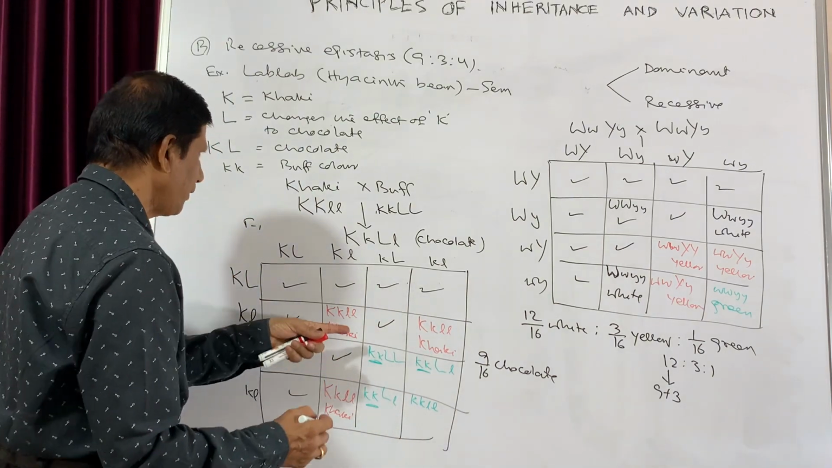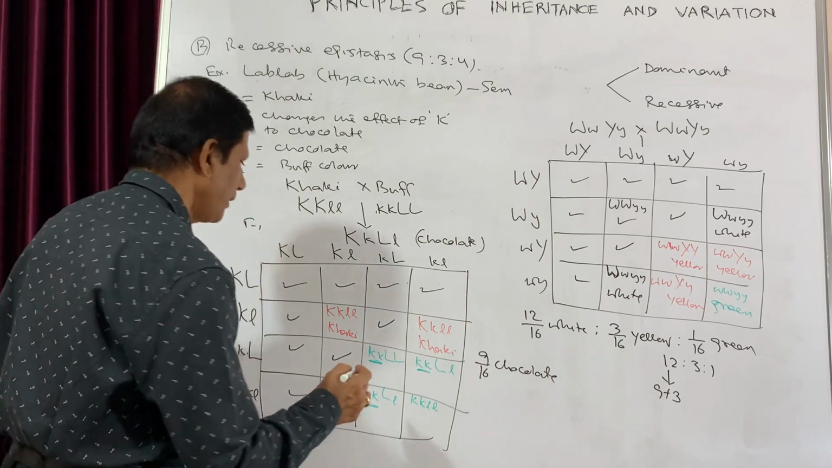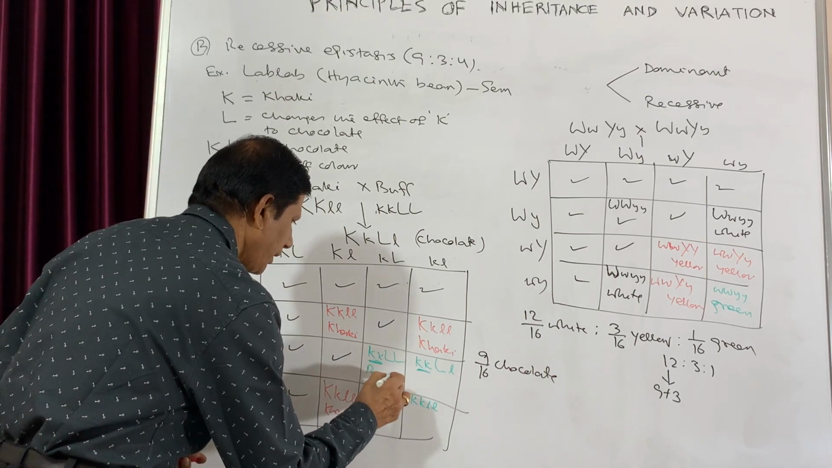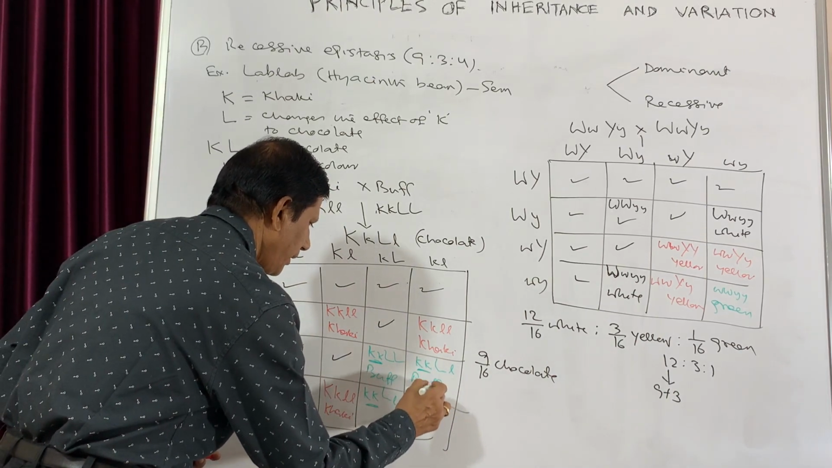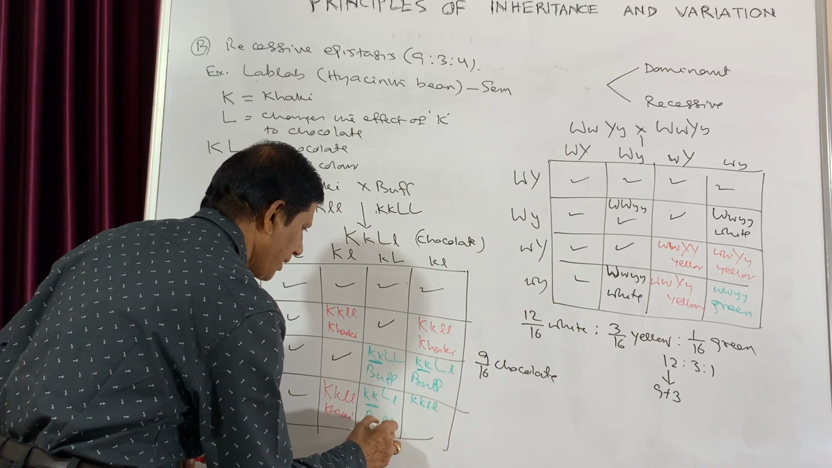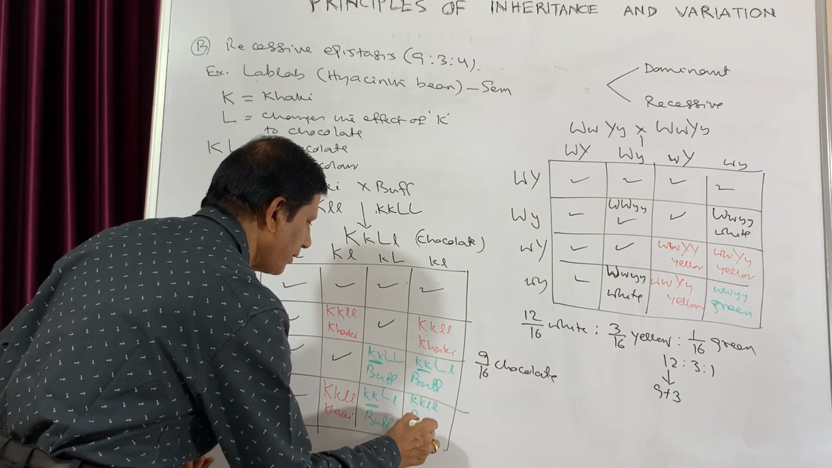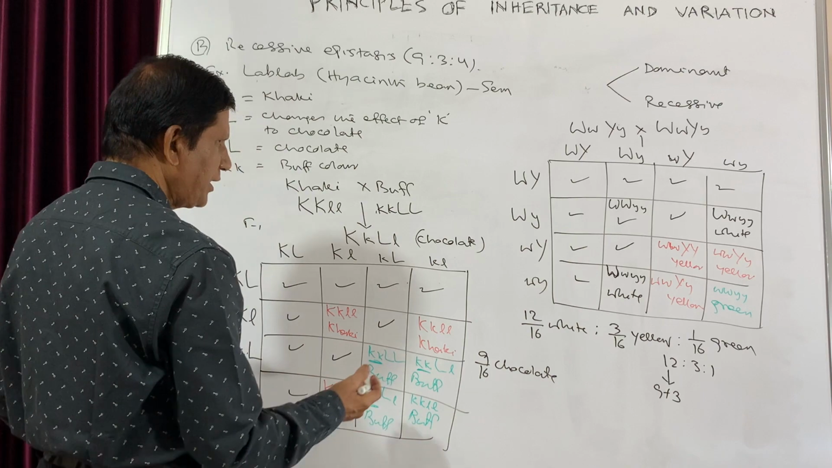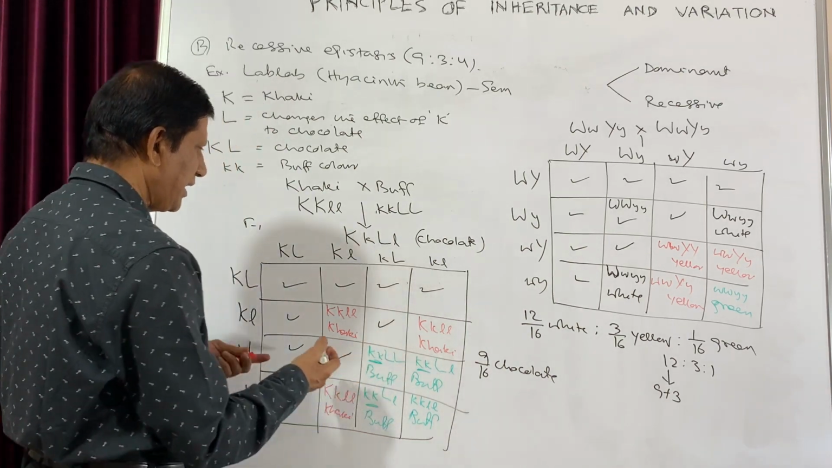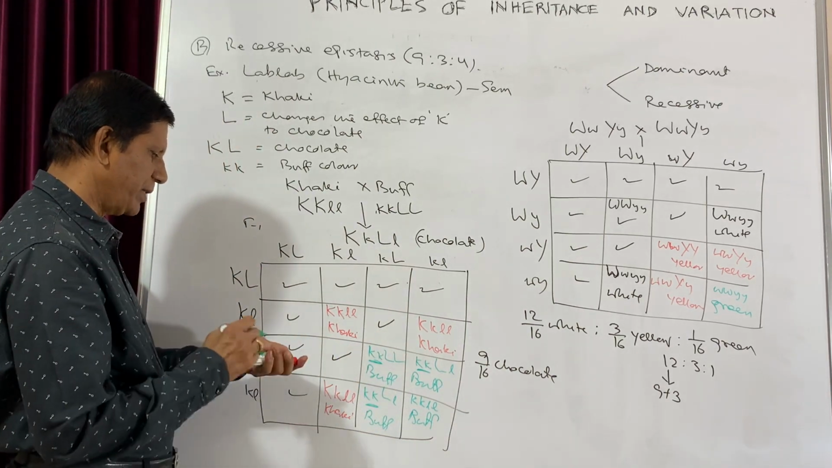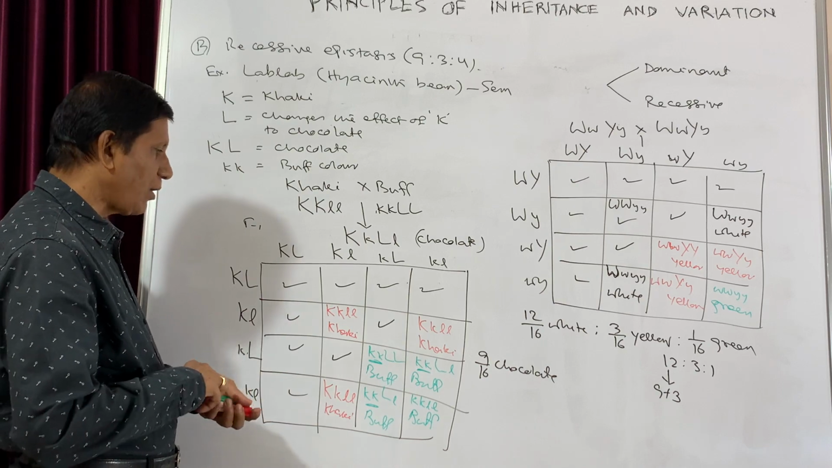So here it will give rise to buff color. So here this is buff color, this is also buff color, this is also buff color, and here it is also naturally buff color. So buff color means it is slightly yellowish gray color. But here you see how the ratio is coming.